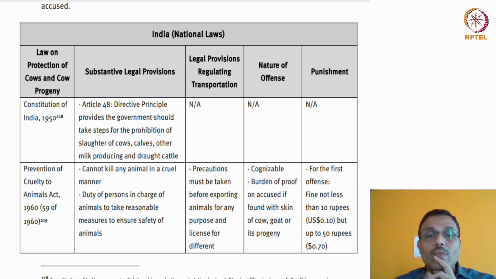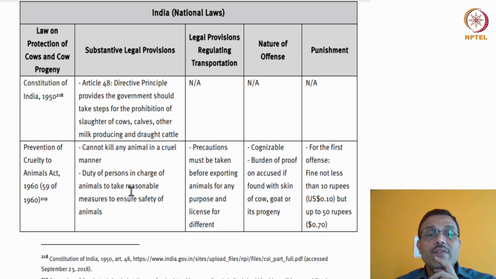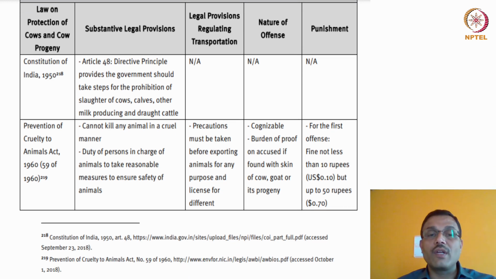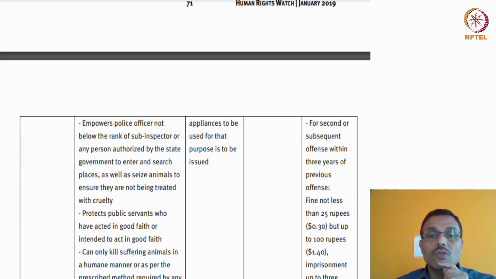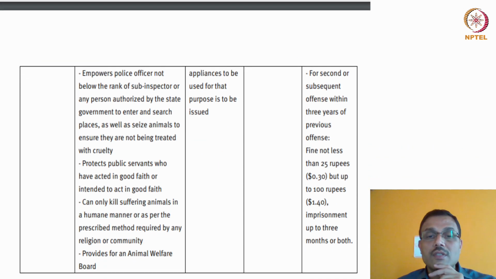You will notice that one, we have Article 48. Then we have the Prevention of Cruelty to Animals Act, 1960. You cannot kill any animal in a cruel manner. Please note it down. Okay, though it is a cognizable offence, it is the duty of a person in charge of animals to take responsible measures to ensure the safety of animals. So, killing cruelly is also punishable under 1960. So, the way you slaughter is also critical and important.